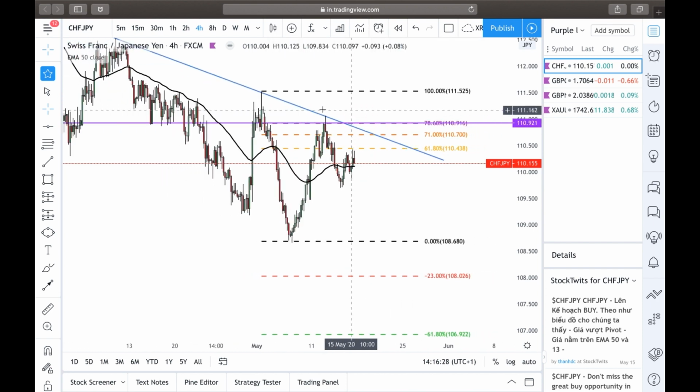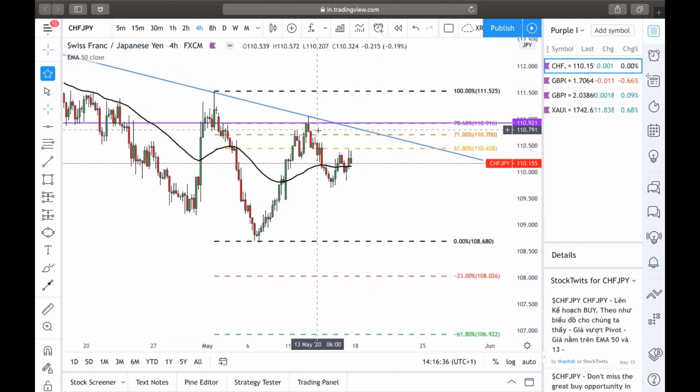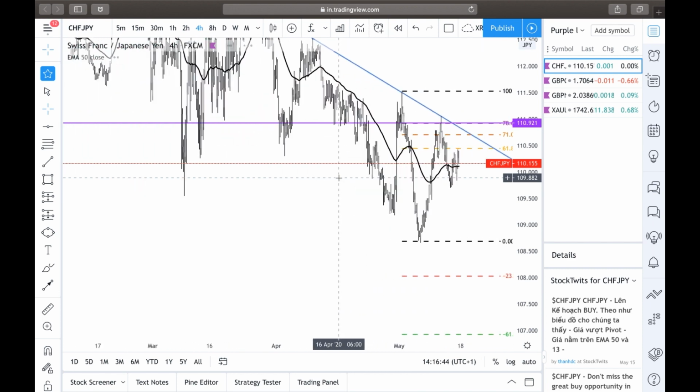So I wanted this multiple rejection in the 4 hour time frame from this level to take a sell, but all we had was a shooting star, and that was it, and it sold off. So there wasn't enough confirmation there for me to take a sell, so I didn't take it. Okay, so what do we have from this level as well?